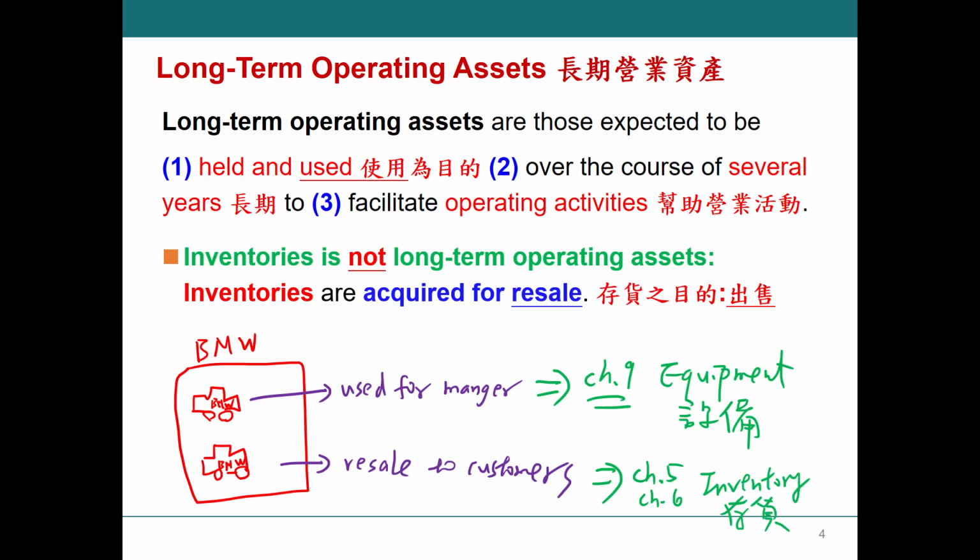So did you find out? Actually, definitions are very important. Same thing with different purpose, we look at that as different kinds of things, different kinds of assets. So remember, definitions are very important. Please remember the definitions.